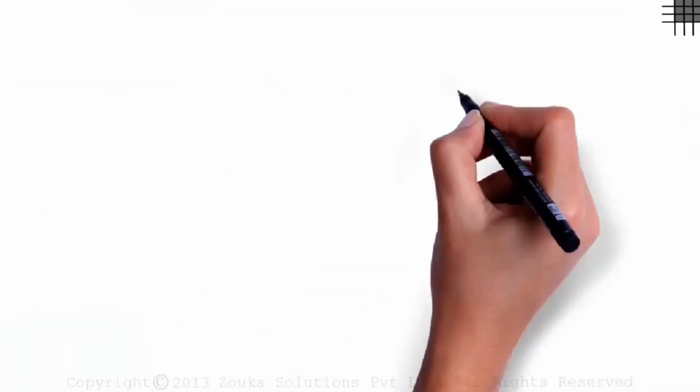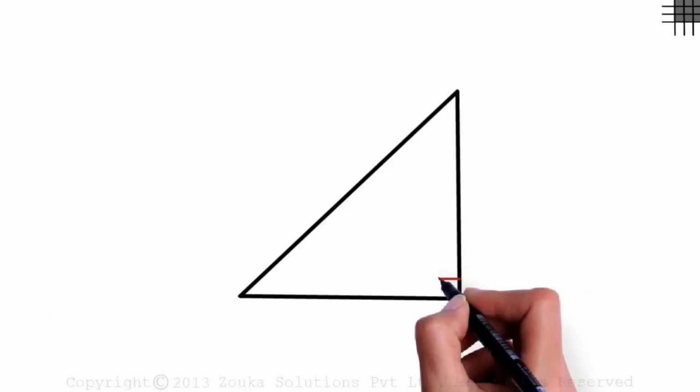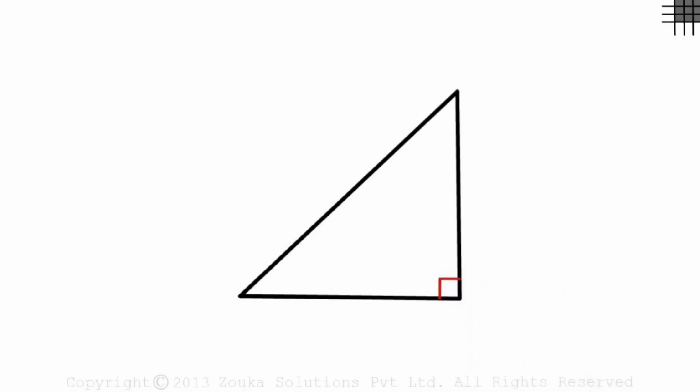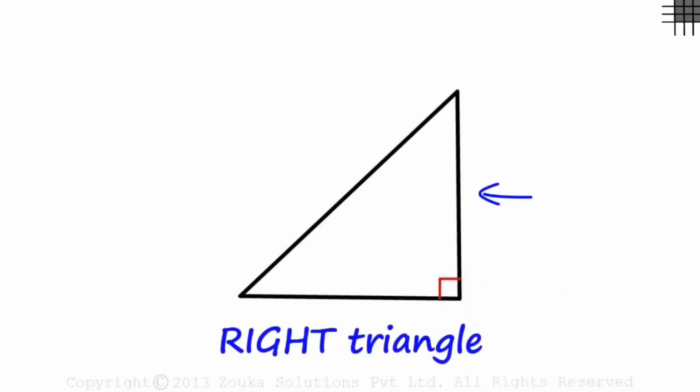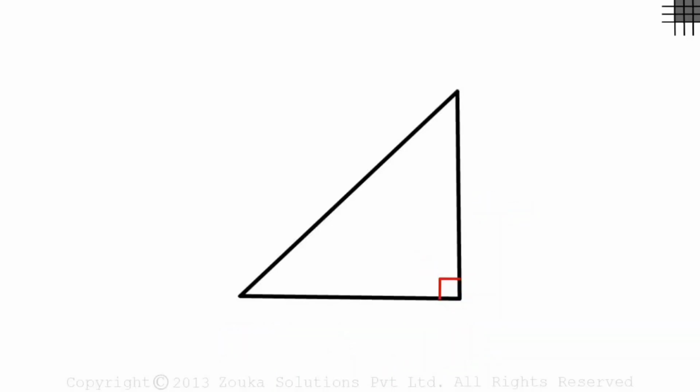We use only a type of triangle, that is the right triangle, in trigonometry. Always we use right triangle in trigonometry. What is a right triangle? A right triangle is a triangle in which one angle is 90 degree.